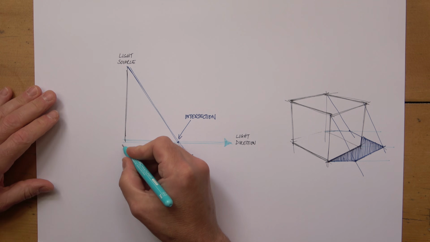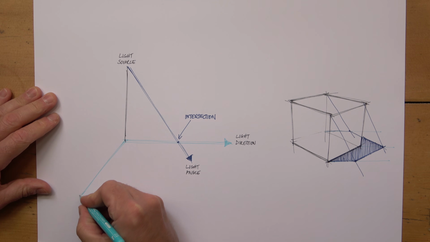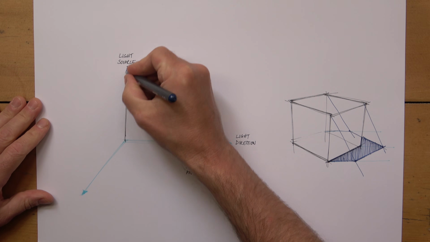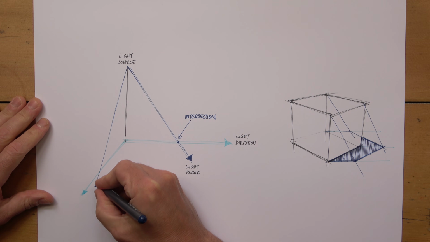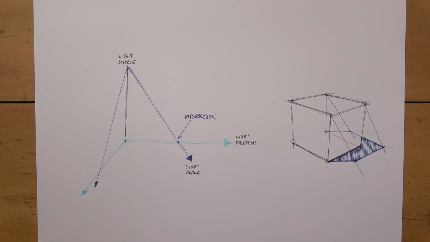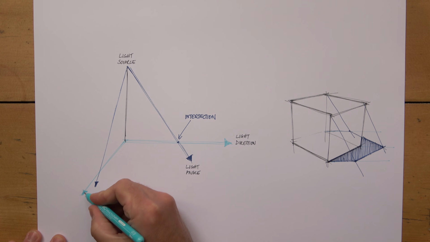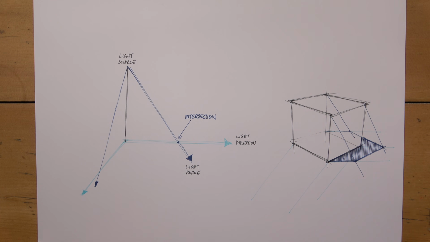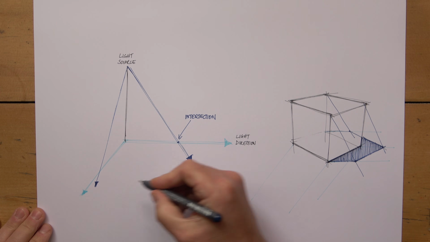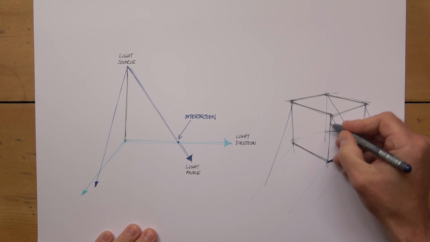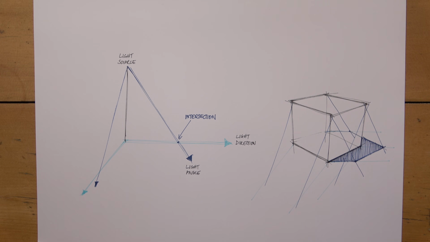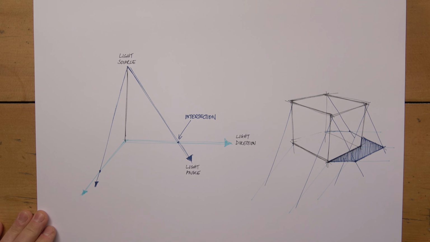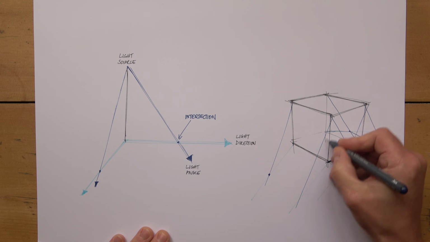Now it might be that I want my light source in a different position, so I can change my light direction and my light angle, and the same principles apply. My light direction lines are parallel and come from the bottom corners of the shape, and my light angle lines are parallel and come from the top corners of the shape. Again, the points where they intersect form the edges of the shadow.